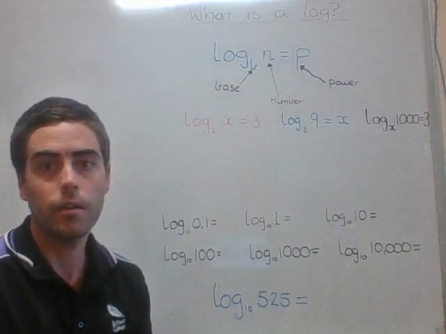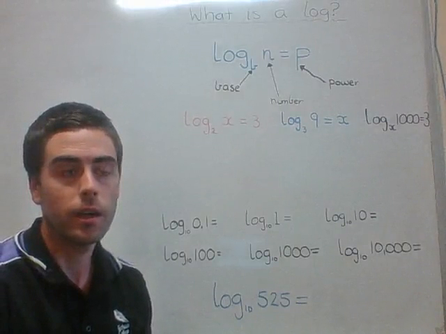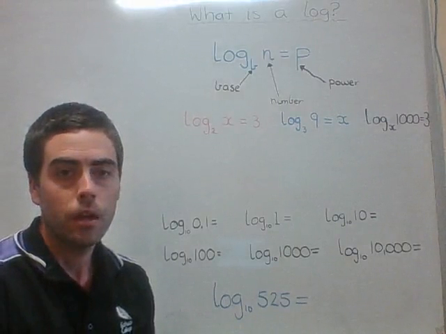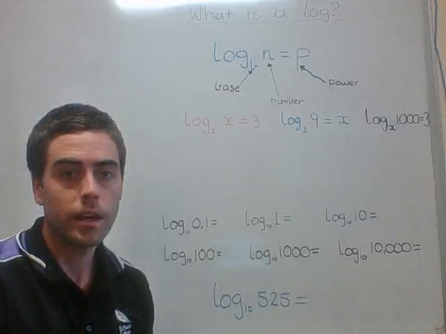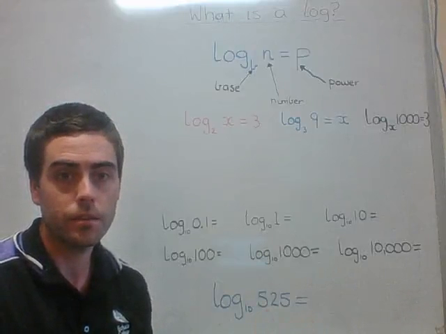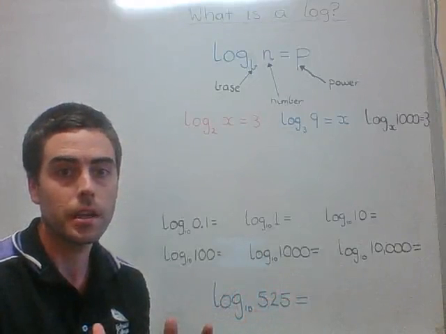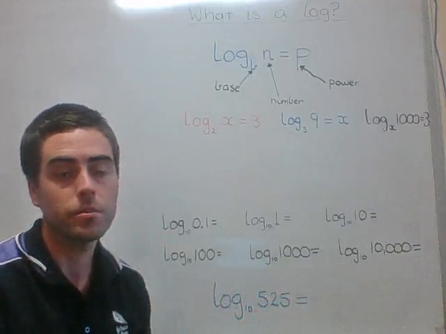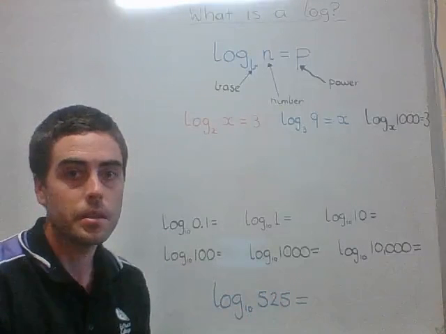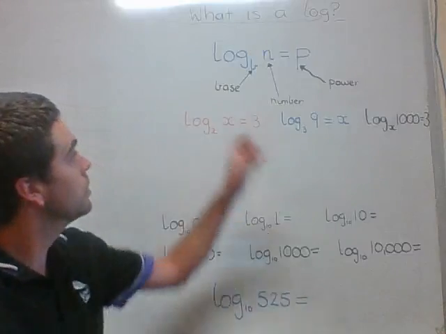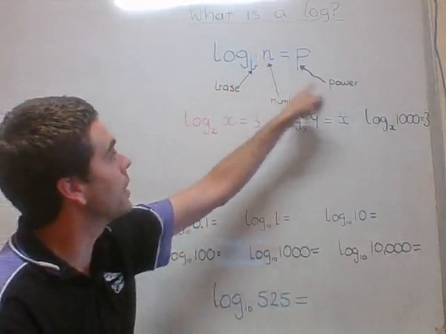Alright, in this video we're going to have a look at what a log actually is. You'll remember in our last video we looked at log scales and how a log scale can be used to take data that's really spread out and difficult to plot in a histogram and make the data closer together and much easier for us to draw a histogram. So basically a log is set up as three main parts. We've got our base, our number and our power.